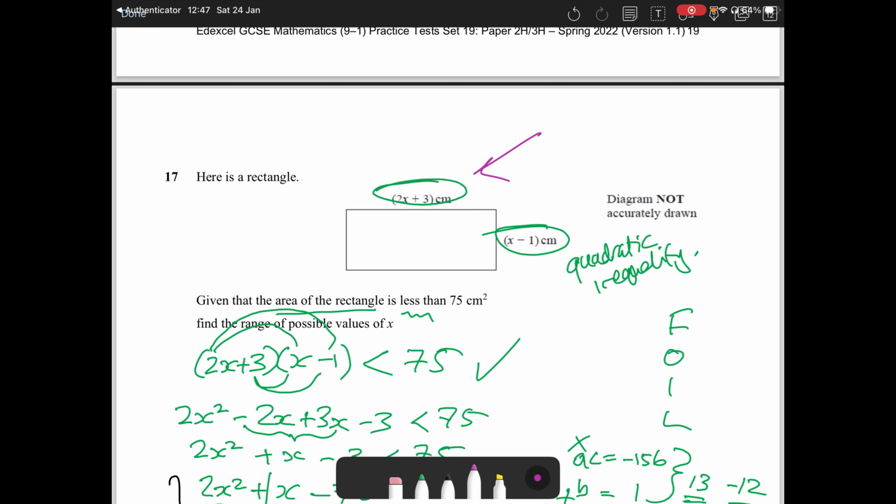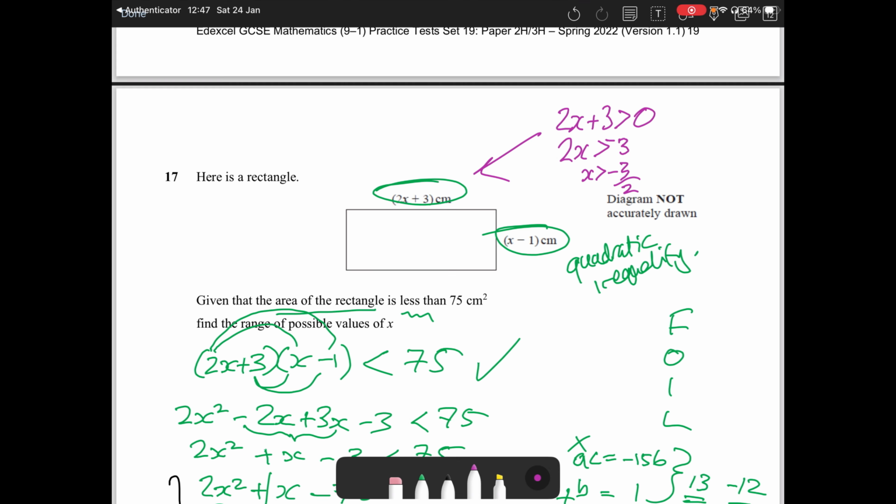These two sides of a rectangle always have to be positive, don't they? Do you know what I mean? So we can say also 2x plus 3 has to be greater than 0. So 2x is greater than minus 3, sorry. And then x has to be greater than minus 3 over 2.